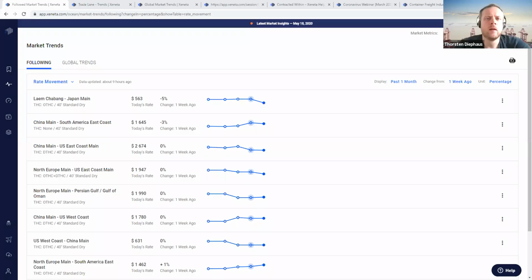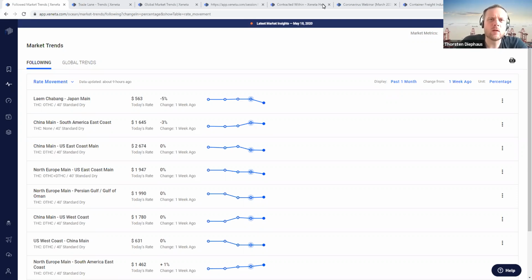Hello. Today you see another update of our short-term market development. This time I use our new feature in our platform, which we just released last week, and I hope all of you have already seen this new feature.